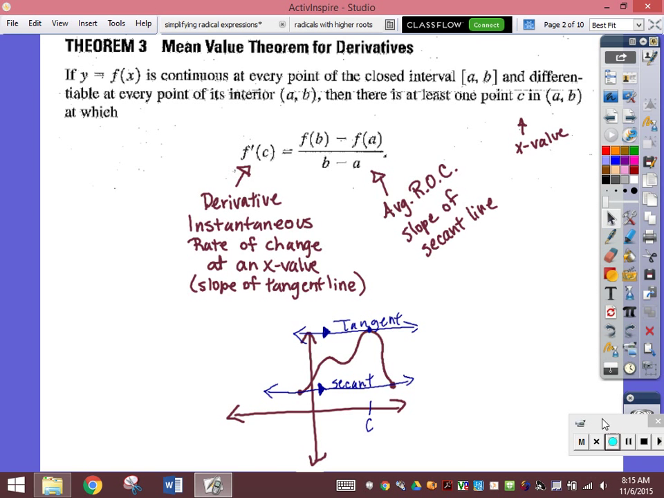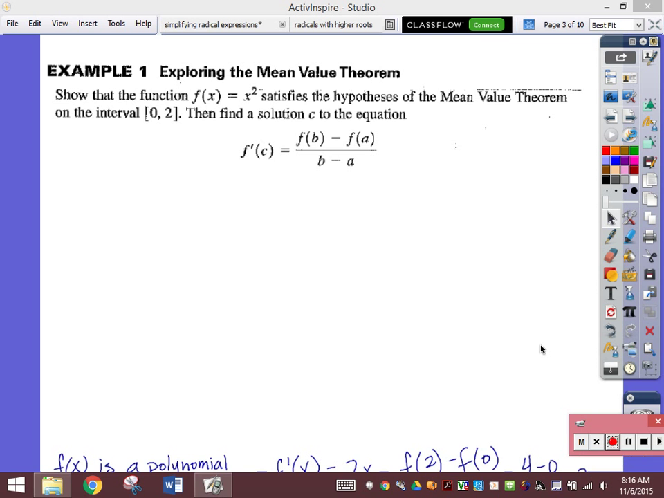So let's look at an example, and again this example is also from the Finney, Demana, and Waits calculus textbook. In the example it says, show that the function f of x equals x squared satisfies the hypotheses of the mean value theorem on the interval 0 to 2, then find a solution c to the equation f prime of c equals f of b minus f of a all over b minus a.